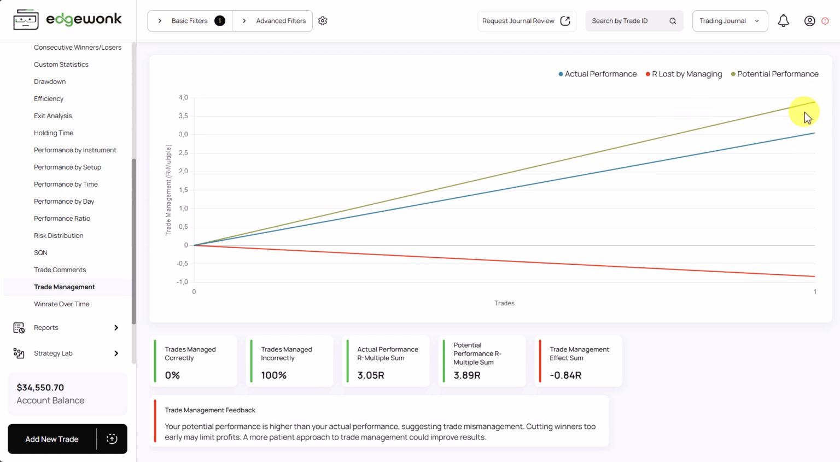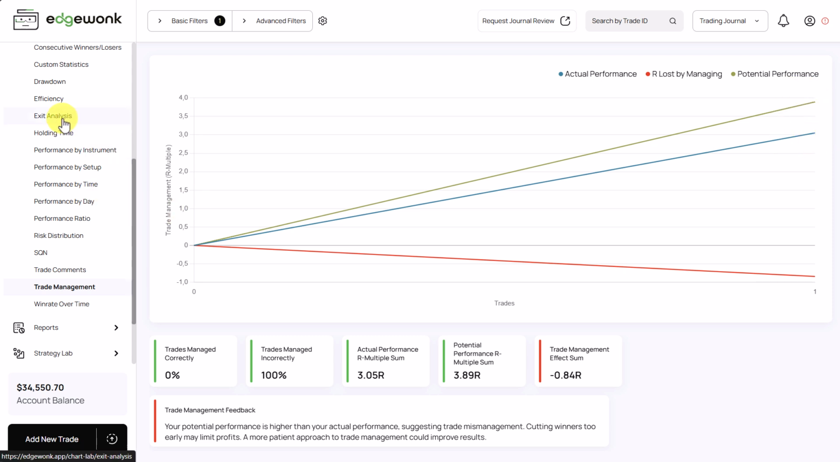And over time, if you have problems with letting winners run and you often bail out of your trades too early, you will see a trend here. And as long as your potential performance is above your actual performance, it's indicating that you have problems with mismanaging your trades. And this can be a really good confidence boost if you see that there's a big difference between potential and actual performance. It can give you the confidence to just start sticking to your trading plan more and just trust in your take profit, because you will see based on the data that if you wouldn't have interfered with your trades, you could have made much more money.